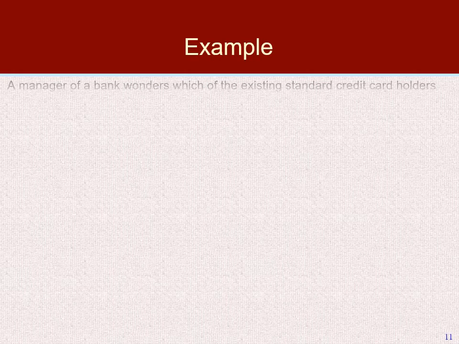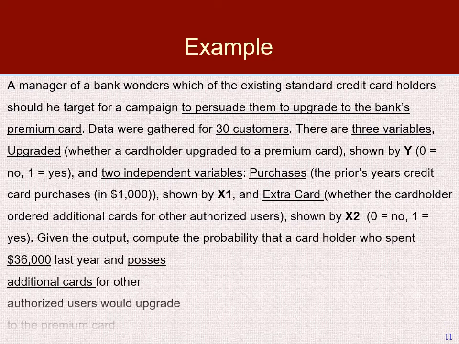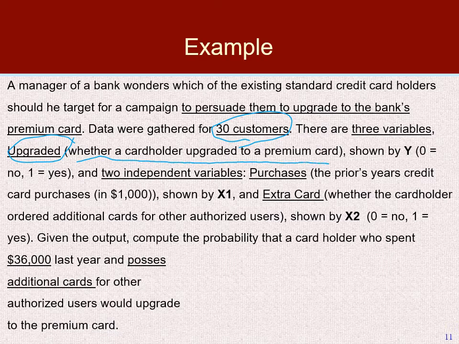Let's see an example. A manager of a bank wonders which of the existing standard credit card holders should be targeted for a campaign to persuade them to upgrade to the bank's premium credit card. Data were gathered for 30 customers. There are three variables that we have. Upgraded is the Y variable, the dependent variable, and it indicates whether a cardholder would upgrade to a premium card. Since it's binary, 0 means no, he or she would not, and 1 means yes, he or she would do that.